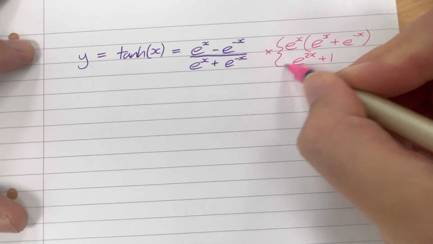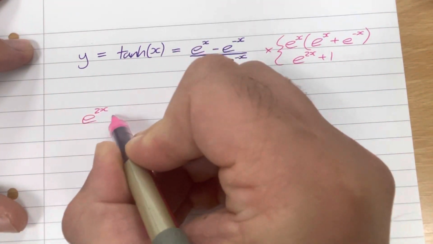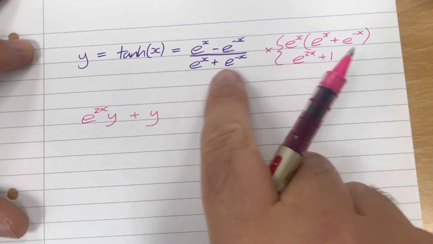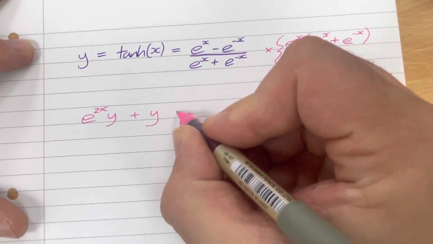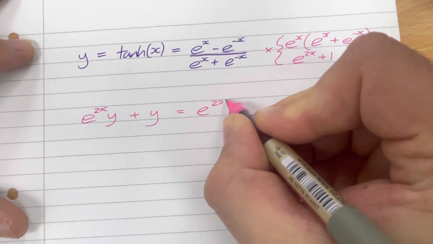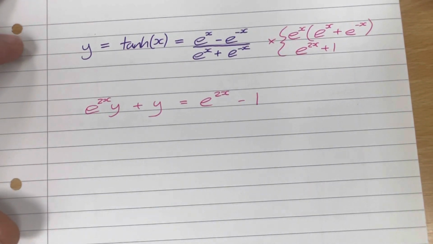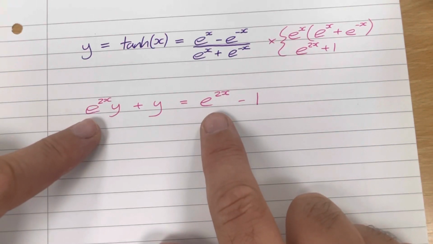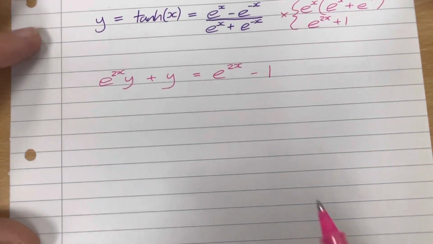All right. So the left-hand side is going to become e to the 2xy plus y, and then the right-hand side, this thing is going to disappear, and we're left with e to the x times the top. So that's e to the 2x minus 1. So it's a quadratic equation in e to the x, but there's no linear term, there's no e to the x, there's just the e to the 2x. So it makes it much easier to solve.